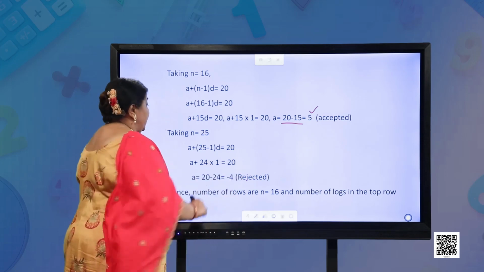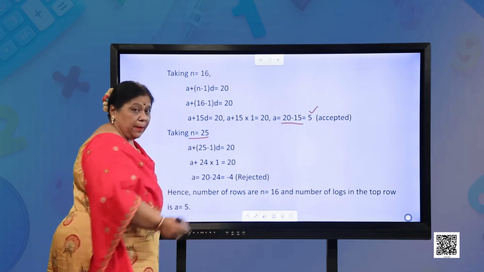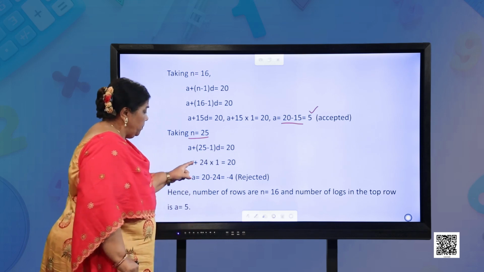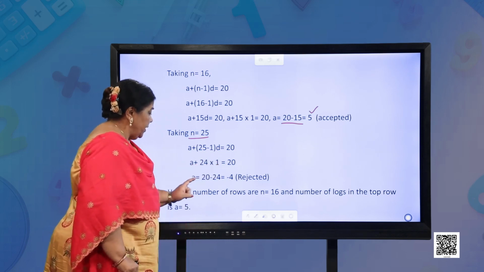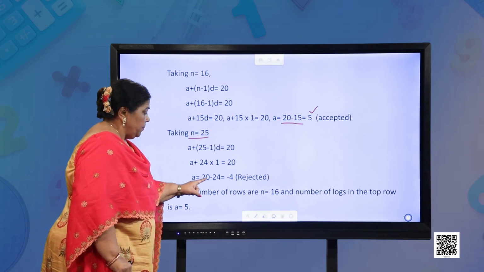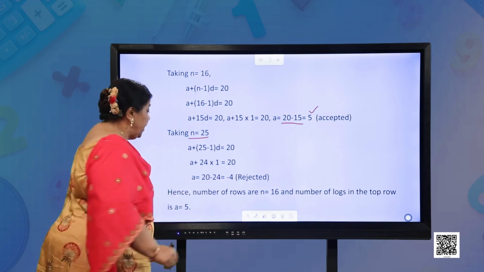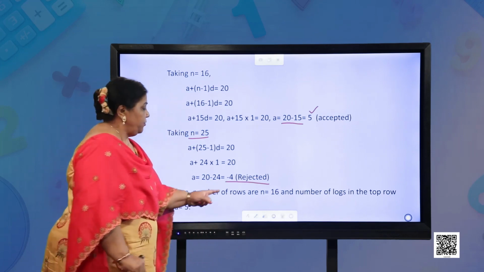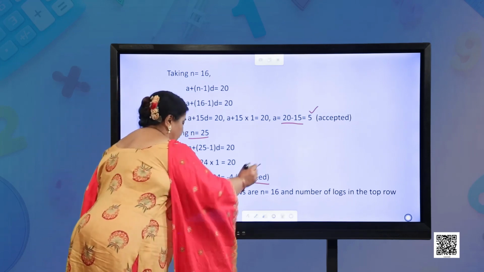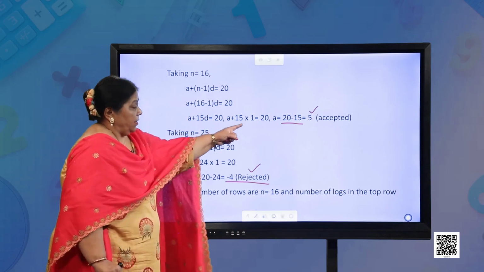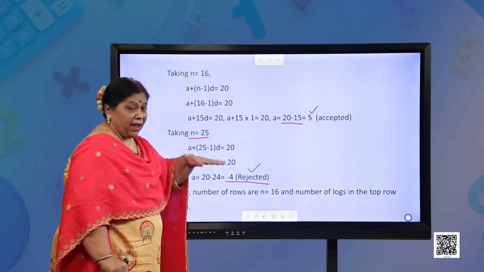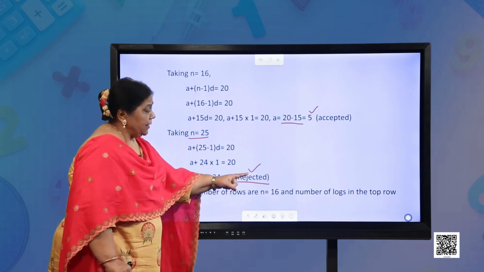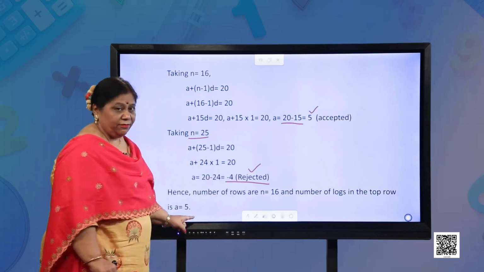Let us see, if I take n is equal to 25, what happens? a plus (25 minus 1) into d is 20. So, a plus 24 into 1 is equal to 20. That gives me a is equal to 20 minus 24, that is minus 4. Can you have minus 4 logs of wood? No. Therefore, it is rejected here and we have the number of logs in the first row to be 5, and hence the number of rows are 16 and the number of logs in the top row is 5.